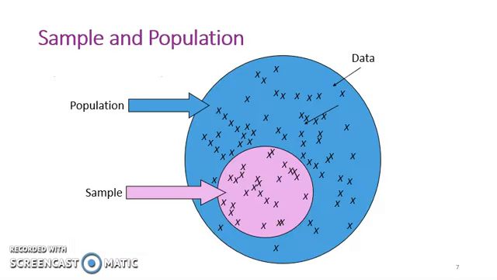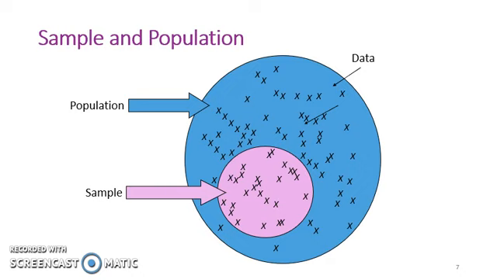Okay, now that we've covered types and scales of variables, let's talk about samples. A sample of data is a subset from a bigger population. Here, the data come from one big pool, represented by the blue circle. This blue pool is the population of data points. The sample of data points are only the data points in the pink circle.